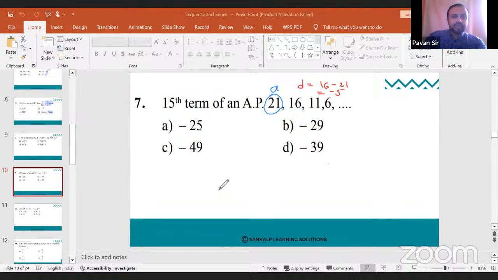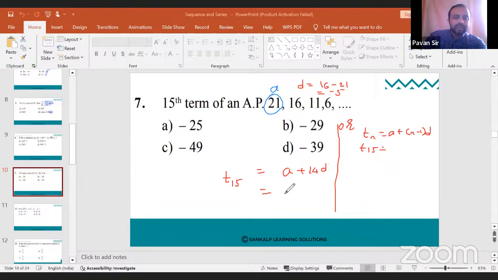Then use the Tn. What is Tn? Or you can directly use T15. What is T15? A plus 14 times D will give you T15. A is the first term plus 14 times the difference will give you T15, or you can use the Tn formula: Tn is equal to A plus n minus 1 into D, and substitute n here. These are two different methods, but the first one is a shortcut method.